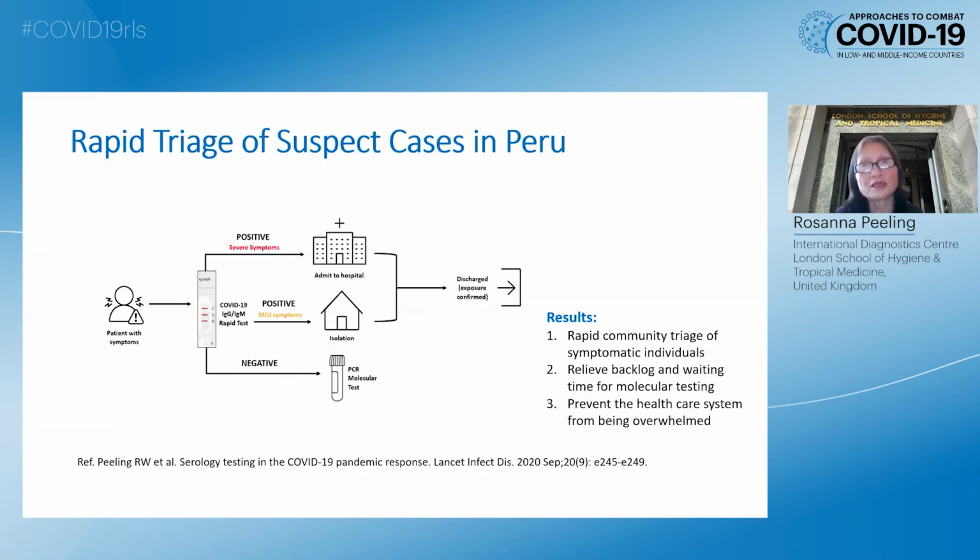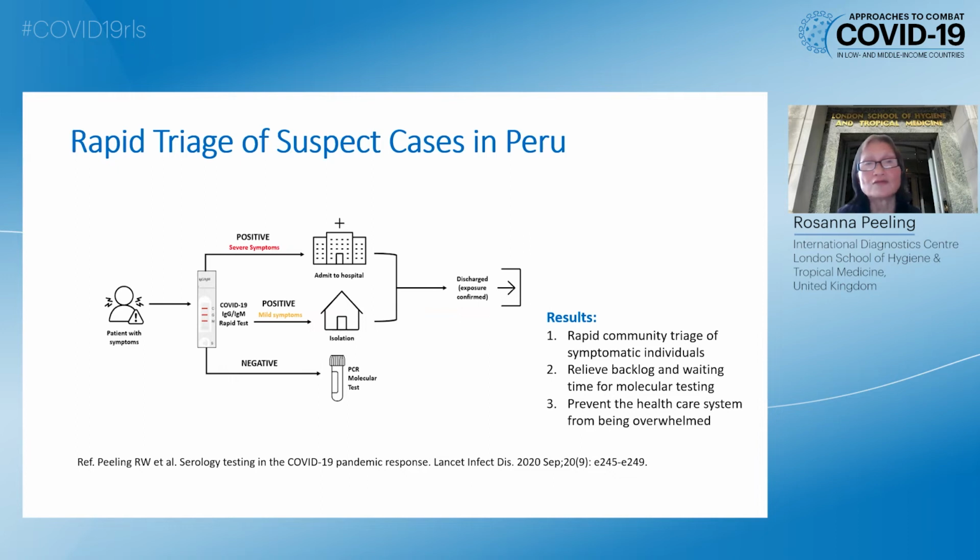This is not only in Africa, but also in Peru, where because they don't have many places to do molecular testing, when they were 7,000 test results behind, they decided to use serology tests to screen for those who call up with symptoms or call up a hotline to say that they have symptoms.